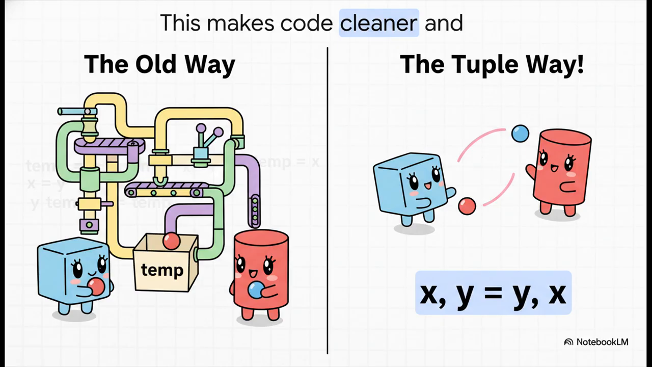For example, instead of needing a clunky temporary variable to swap two values, you can just write x comma y equals y comma x. Done. Or when you're looping through a list of paired data, you can unpack the pairs directly into two loop variables. It's just a powerful and efficient part of the language, and it's all thanks to tuples.